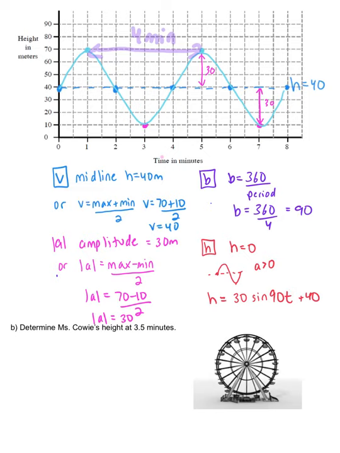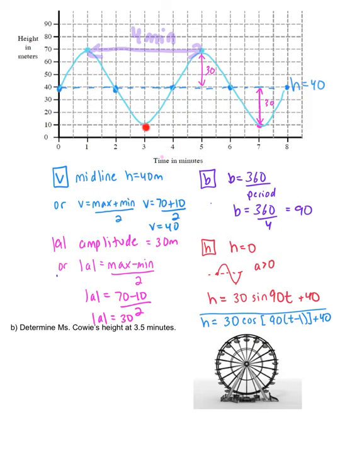Just quickly, let's look at what we could do if we had wanted to model with a cosine function. You could start at this maximum, which occurs when the time is 1. So we have an h value of positive 1. So then you would model it with h equals positive 30 again, because you're starting at a maximum. And then it would be cos this time, 90 brackets t minus 1, and plus 40. So here you would have a phase shift 1 to the right.